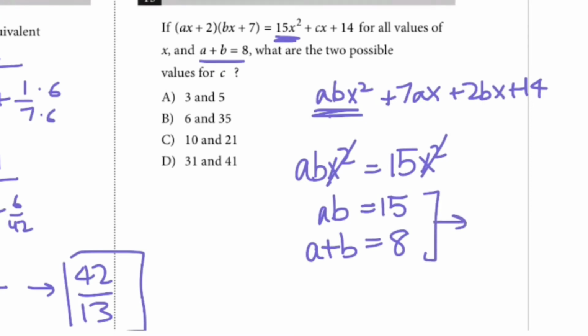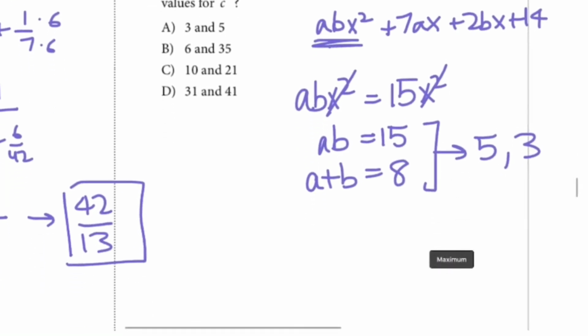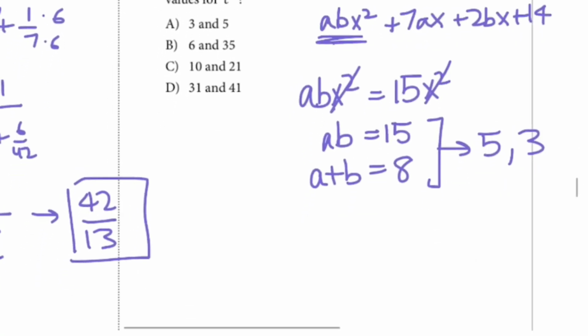And my numbers are 5 and 3, because 5 times 3 is 15 and 5 plus 3 is 8. Now I have two options here. Either a can be 5 and b can be 3, or a can be 3 and b can be 5. And depending on which variable is what number, the value of c will change. So let's take a look at that over here.